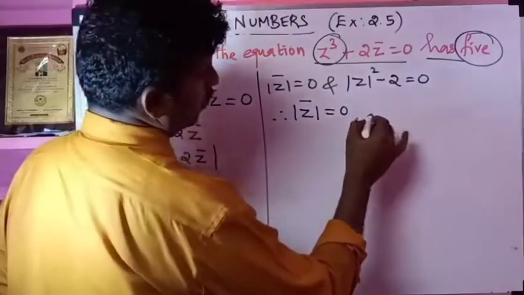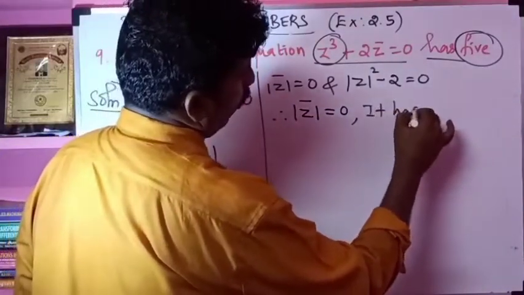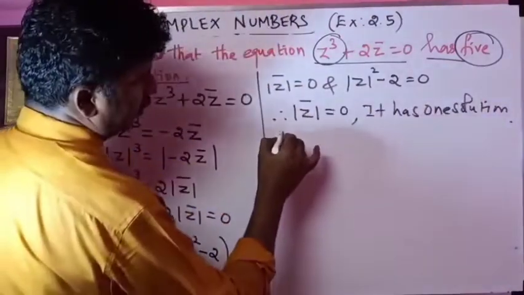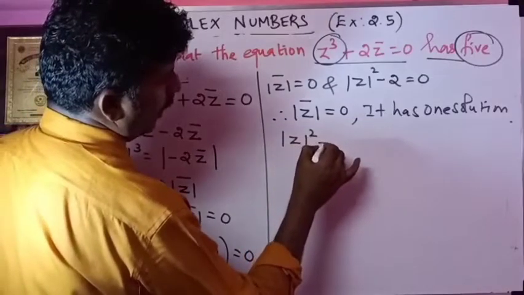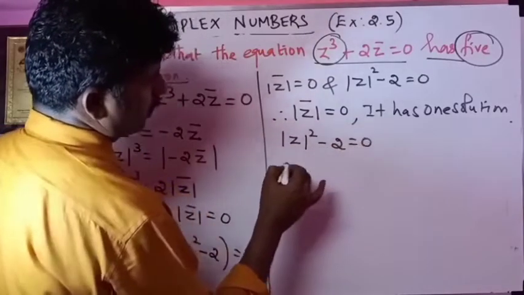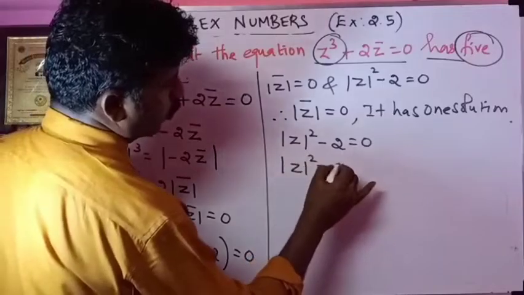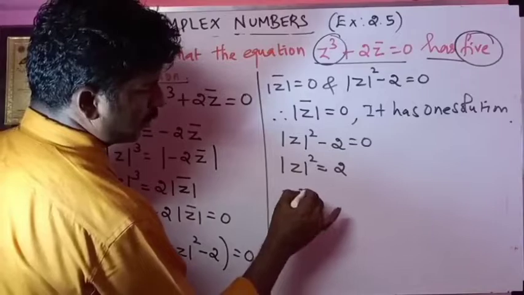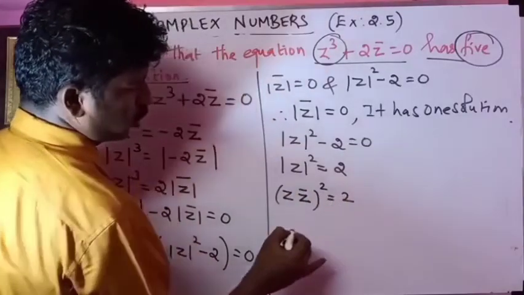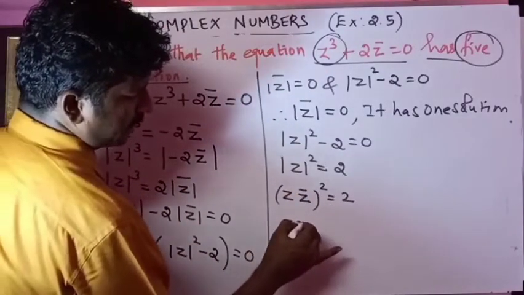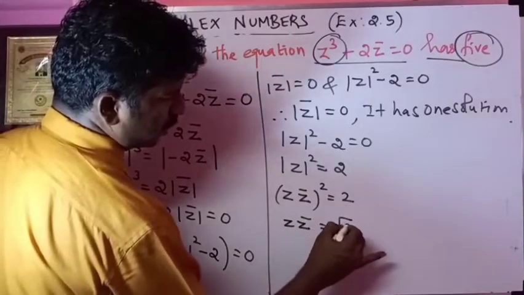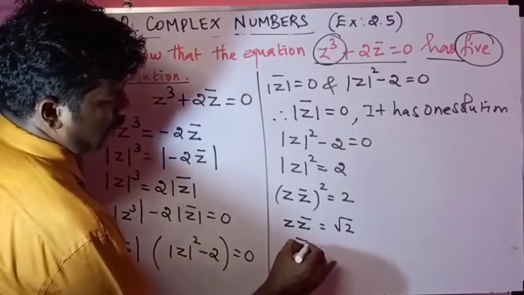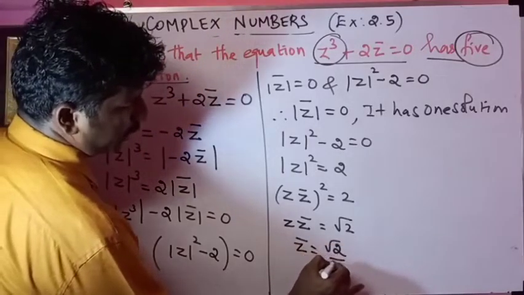இப்போ இதை எடுத்துங்க, therefore modulus z bar is equal to 0. இப்போ this is one solution, right? So it has one solution. அடுத்து இதை எடுத்துக்கிறேன், modulus z square minus 2 is equal to 0 இல்லையா? So modulus z square equal to 2 எழுதுறோம் இல்லையா? This can be written as z z bar is equal to 2. So z bar is equal to, this is root 2 by z. So now this can be written as z bar is equal to root 2 by z.